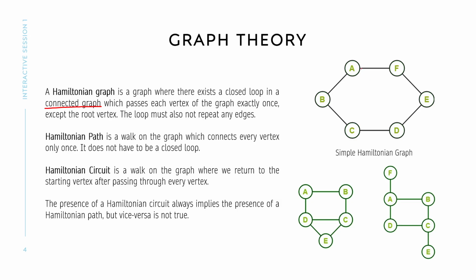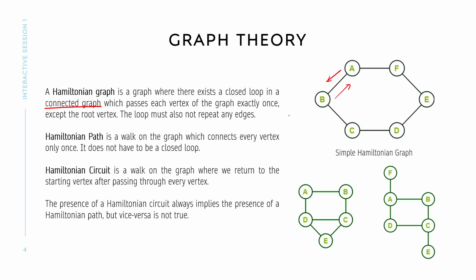Every other vertex should be passed through only once, and while traversing this loop, we should not be repeating edges. So say I already went from A to B, then at any other point it should not be like I am going back from B to A. I should not be reusing this edge. This edge is used only once, right?